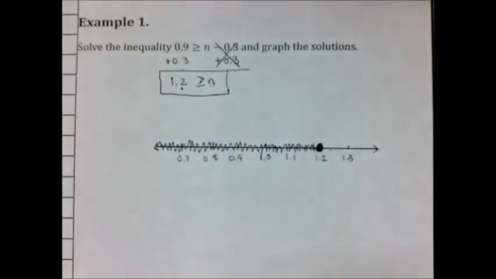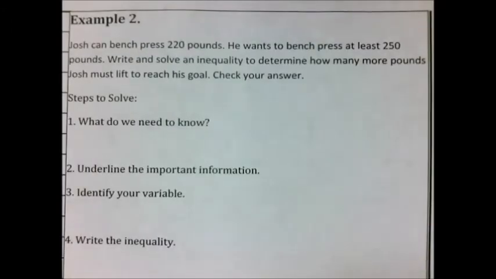Like that. And that's your answer. Alright, example 2 says that Josh can bench press 220 pounds. He wants to bench press at least 250 pounds. We need to write and solve an inequality to determine how many more pounds Josh must lift to reach his goal, and then check your answer.